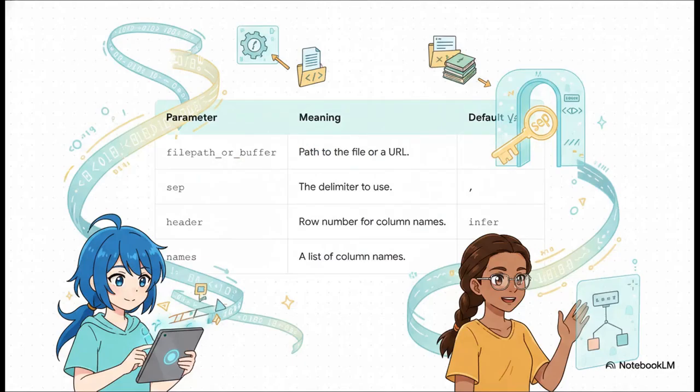But here's where things get really interesting. The read_csv function has some serious flexibility built right in. It's not just for your standard clean, comma-separated files. You can tweak parameters like sep to handle different delimiters, tabs, semicolons, whatever. Or you can use header to tell it exactly which row contains your column names. This means you can adapt it to a massive variety of file formats right out of the box.